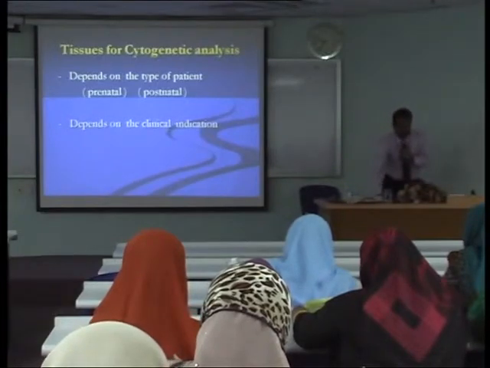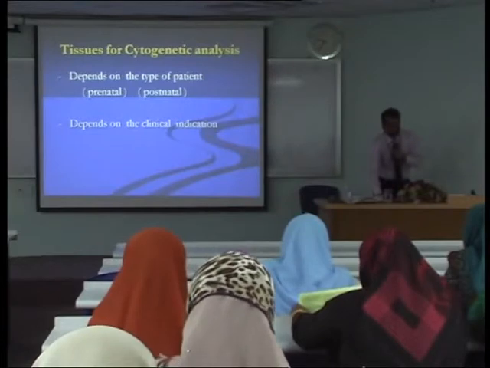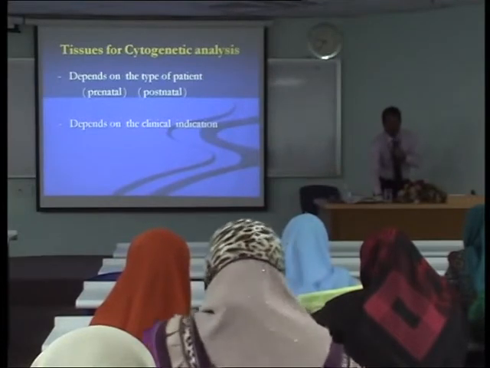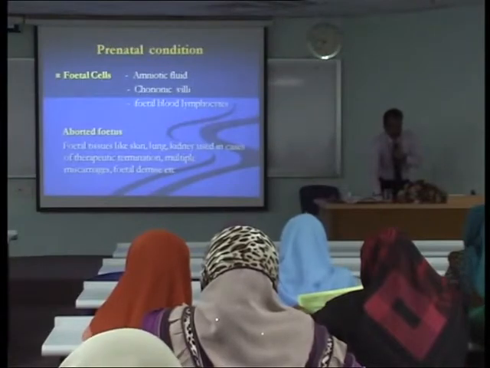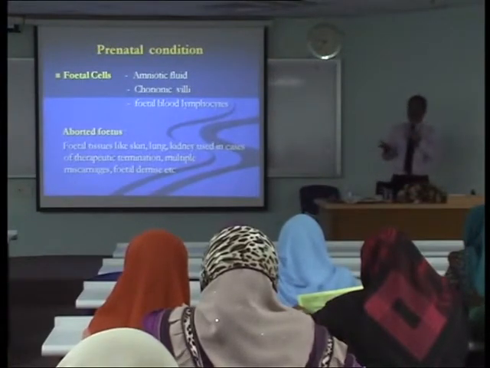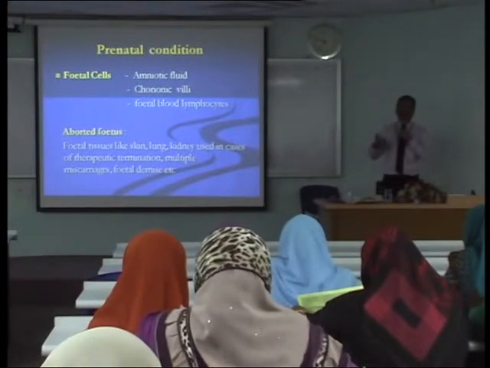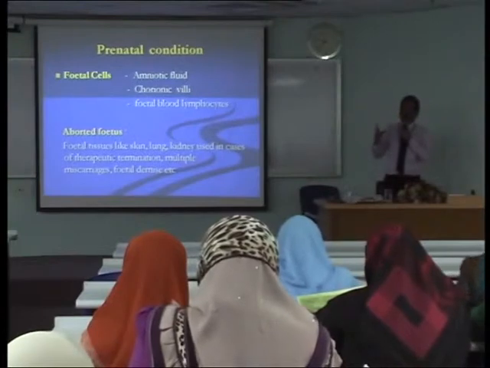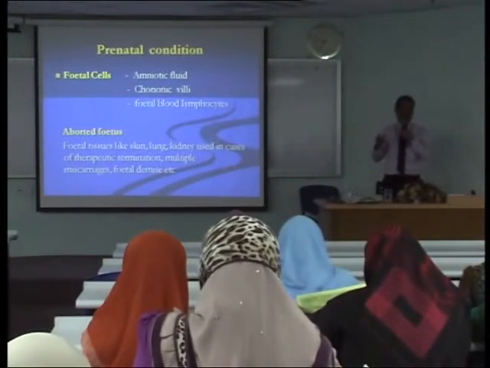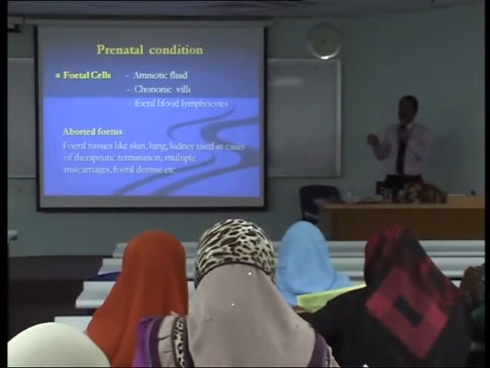So let us see what are the types of tissues used for chromosome analysis. That depends on the type of patient, whether it is a prenatal or postnatal condition, and also on the clinical indication. If we want to do the chromosome analysis of the fetus, we have to get fetal cells. That we can get by techniques known as amniocentesis or chorionic villi sampling, and then we have to culture those cells and do the chromosome analysis.